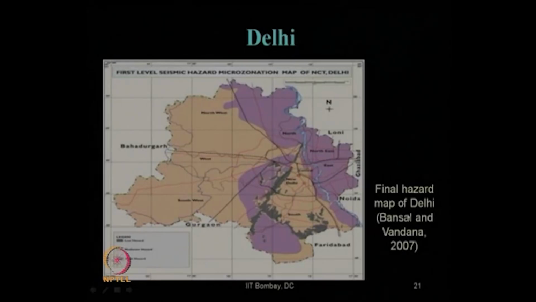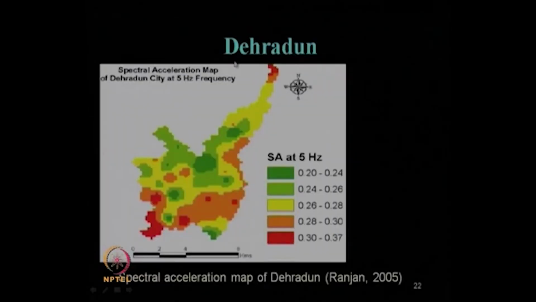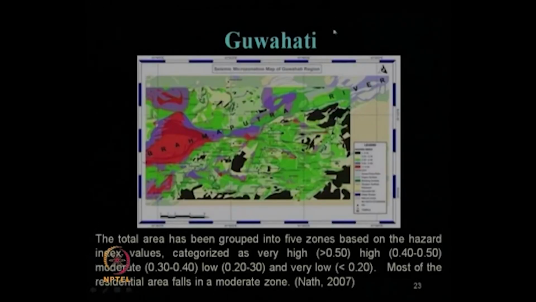For Delhi also, the final hazard map has been given by these references. There are many other researchers who have also prepared the seismic hazard microzonation map for Delhi. For Dehradun city also, this is the reference; the spectral acceleration map at 5 Hertz frequency level has been prepared, the seismic hazard map. For Guwahati city also, this is the reference. It has been subdivided into 5 major zones with very high, high, moderate, low and very low seismic hazard value, with the index values as given over here.